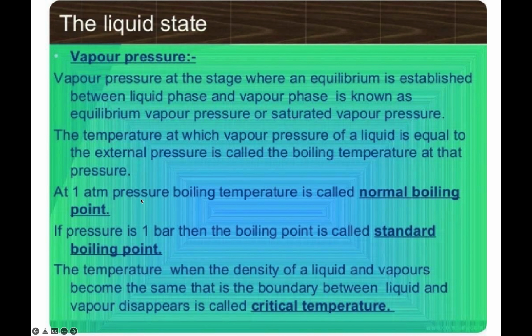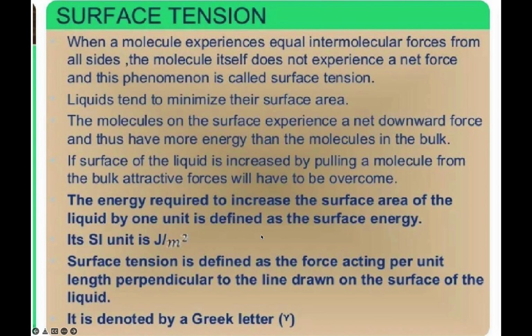What happens at 1 atmosphere pressure? The boiling temperature we call the normal boiling point. If the pressure is 1 bar, then the boiling point is called the standard boiling point. Then the temperature at which the density of the liquid and vapor are the same, that is the boundary between liquid and vapor disappears, we call as the critical temperature. Revise all these terms and don't forget them.